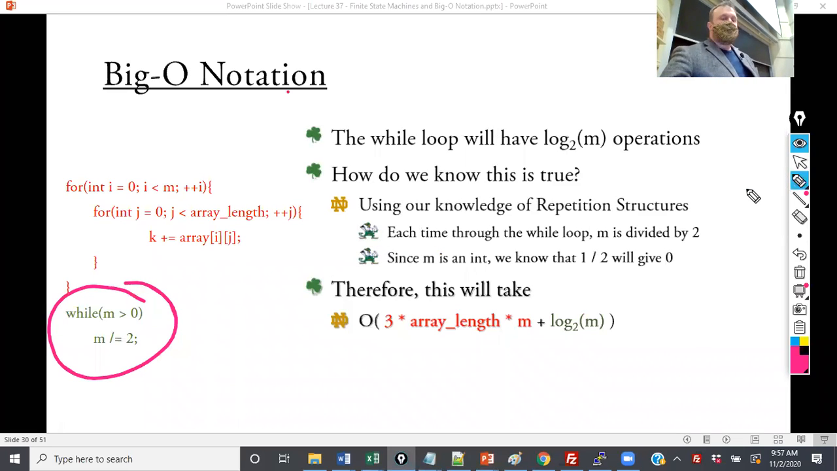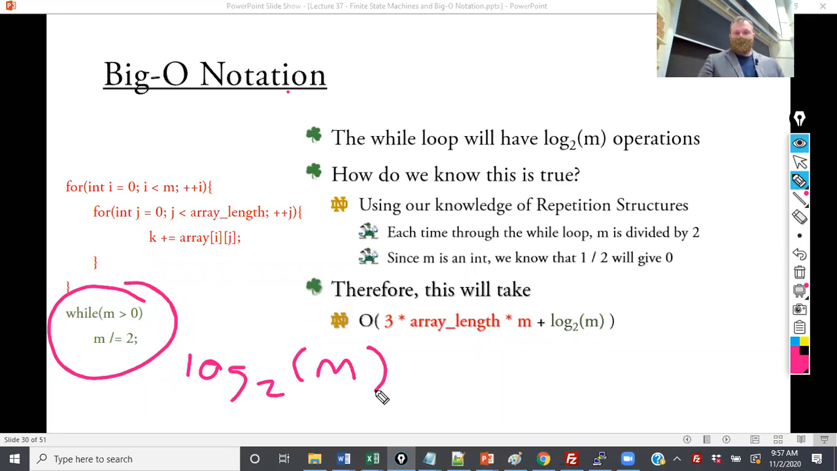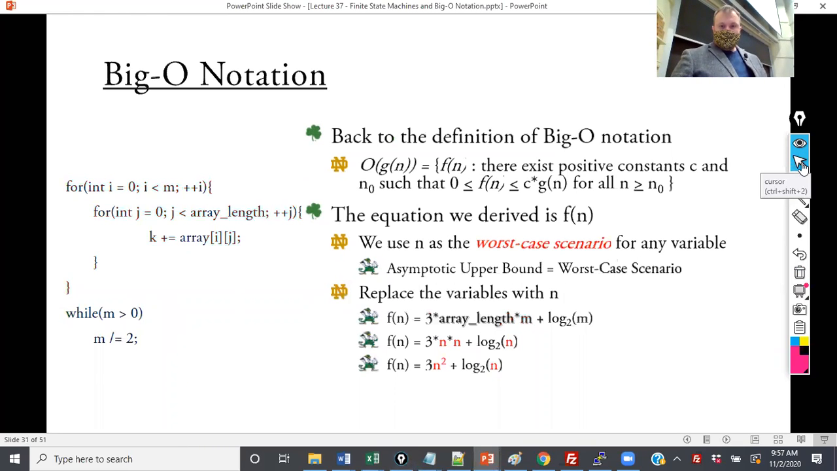This idea, when you're dividing something, we say it's log base 2, because of the number of times it would take to divide by 2 to get through this program. So we would say this is log base 2 of m. And what we will do in big O notation is replace array length m and m, all of them, with n, which represents our worst case scenario. So then, like I show here, the worst case scenario, we now have 3n squared plus log base 2 of n. That's going to represent what we call f of n in that notation.